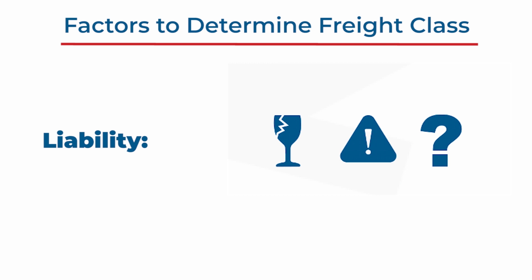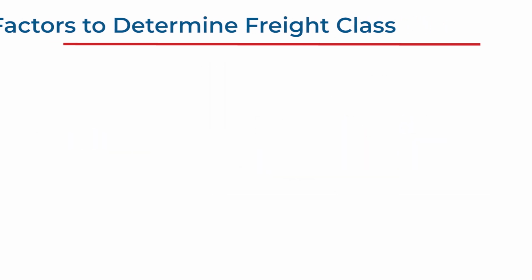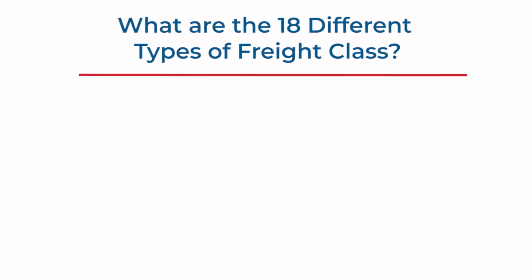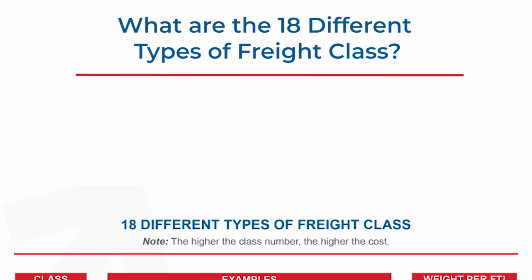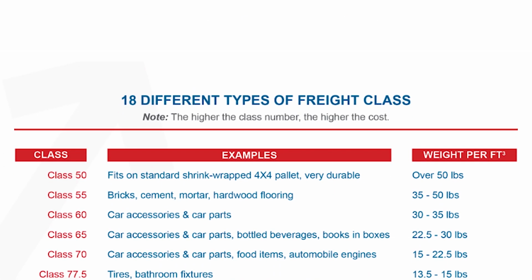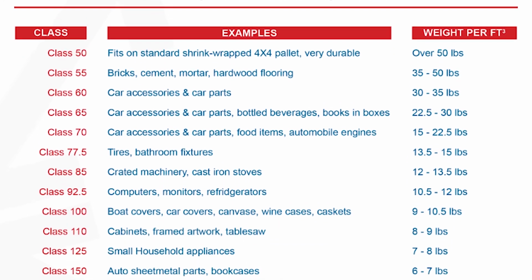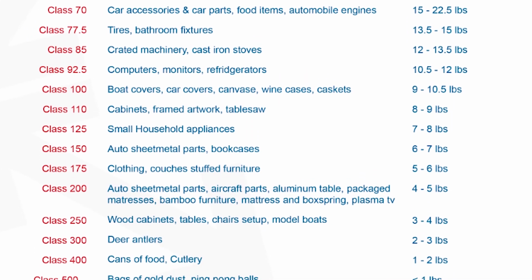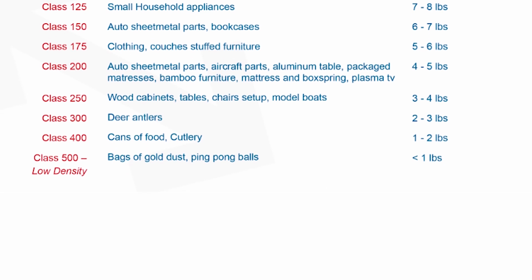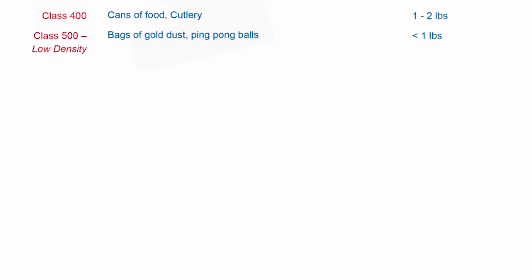When classification is based on liability, density must also be considered. Now, before we show the newer density-based 11 freight class table, let's look at the traditional 18 classes, which most carriers still accept as the class. So what are the 18 different types of freight class? As you can see on the screen now, the 18 class table was class 50 all the way to class 500. Like the density-based table, the lower the class, the cheaper the freight rate.